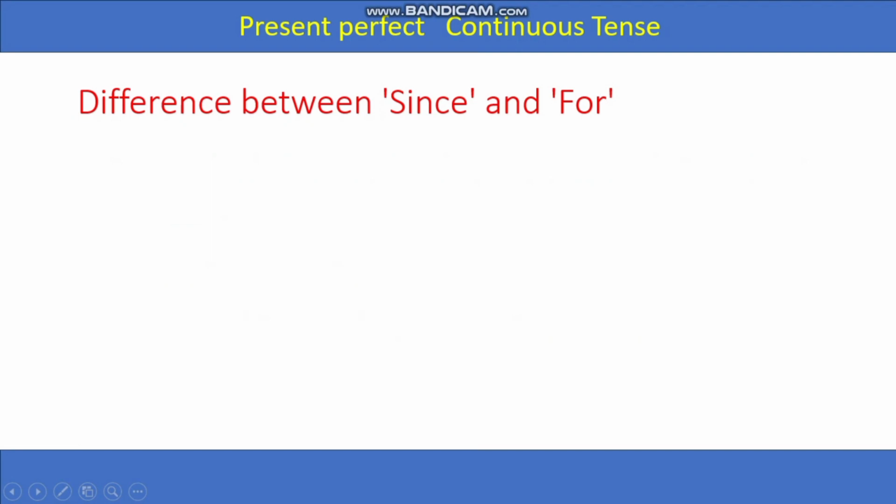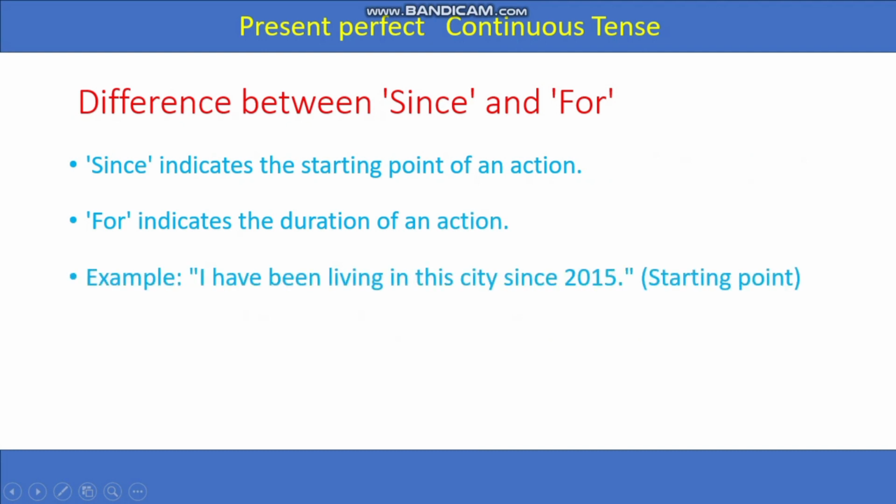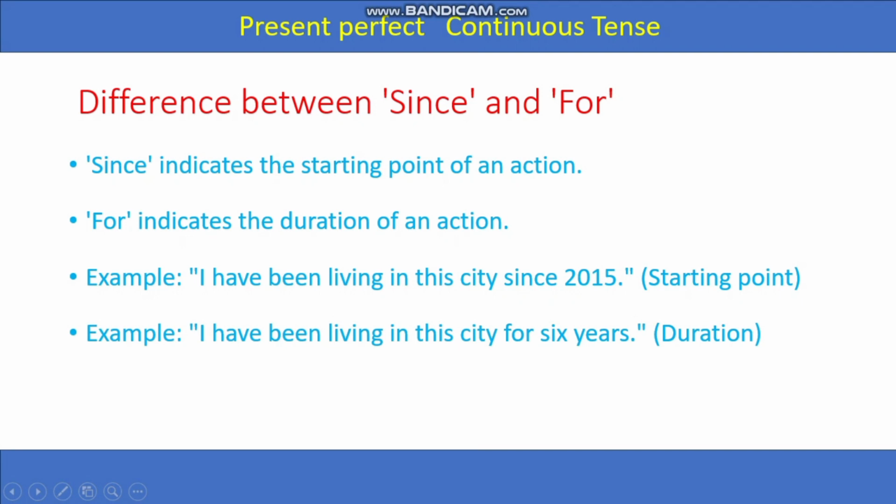Okay, difference between since and for. How will we differentiate? Since indicates the starting point of an action. For indicates the duration of an action. Example, I have been living in this city since 2015. This is the starting point. Okay, another example, I have been living in this city for 6 years. Duration. Got it? This is actually the difference between since and for in present perfect continuous tense.